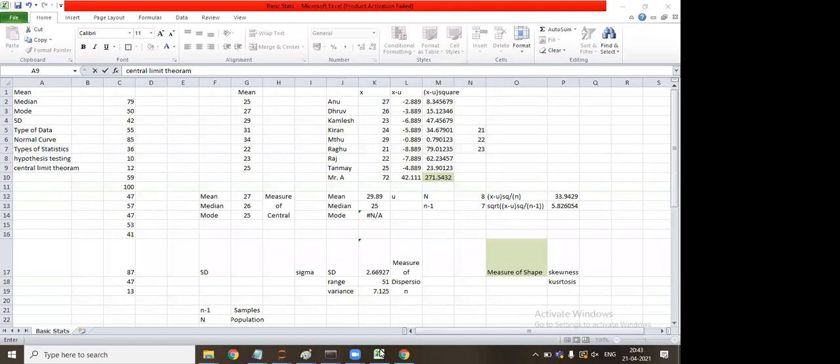Okay, so guys, today we will be starting with hypothesis testing and types of statistics. We covered the normal curve yesterday. One of the things about the normal curve that I'll be updating you on today.